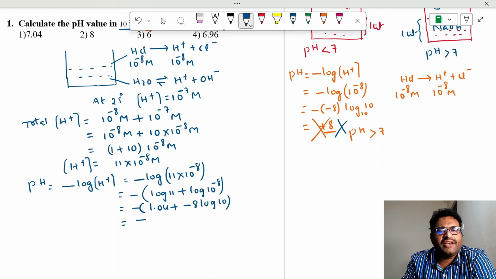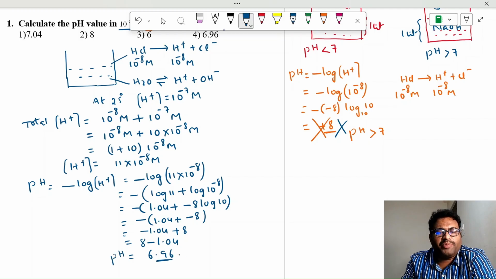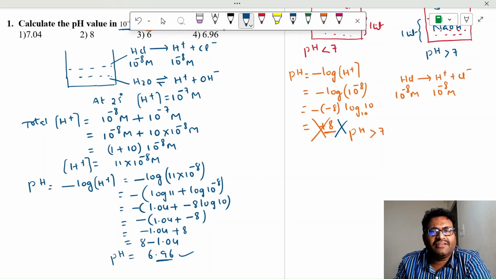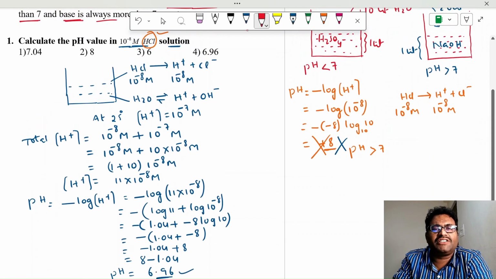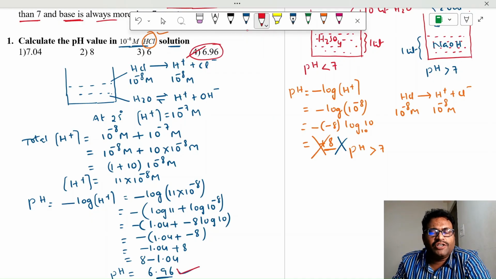So minus 1.04 plus 8, since log 10 is equal to 1. That is equal to 8 minus 1.04, that is equal to 6.96. Now, is the pH less than 7 or greater than 7? The pH is less than 7. See here, pH is less than 7. What answer did we get? 6.96.